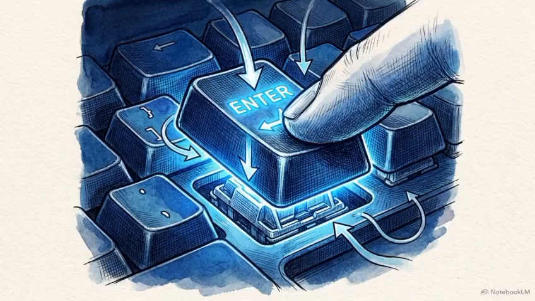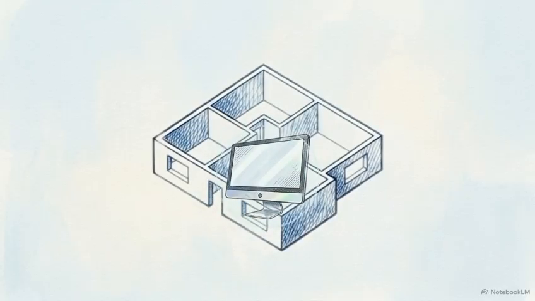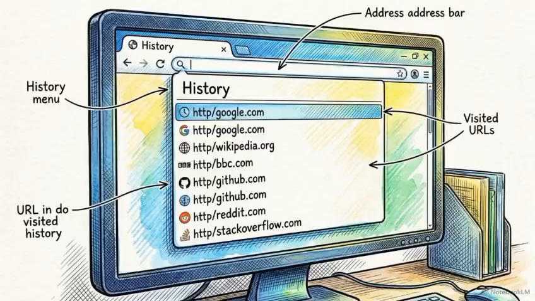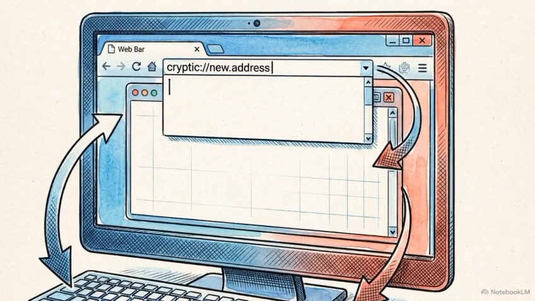The journey starts immediately after you type a web address, right inside your own computer. Before a single piece of data leaves your house, your computer checks its own short-term memory. It looks to see if you visited this site recently and if it still remembers the correct number. But if you're visiting a site for the first time, your computer's memory comes up blank.